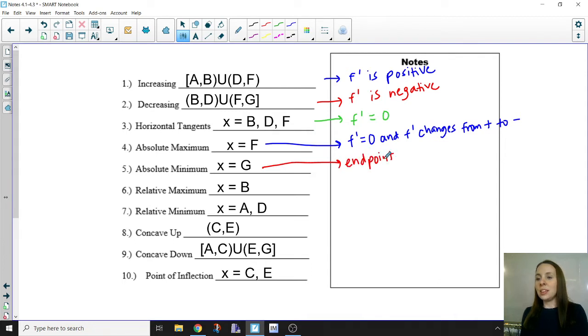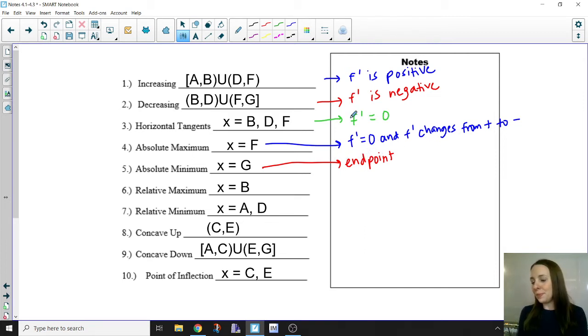And actually, that's all I noted about it for right now. I think we're going to need to see a little bit more information before we know anything in particular about endpoints and how to identify them as maxes or mins. I could say that it is a right endpoint and f prime is decreasing to the left of it, but I think that just sort of confuses things. So I'm just going to stick with it's an endpoint for right now.